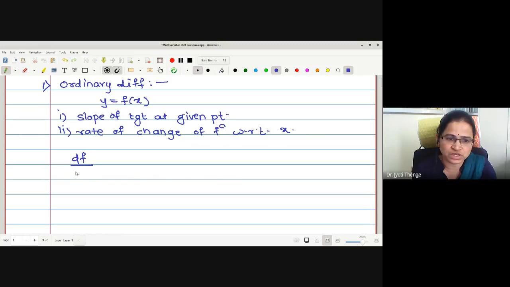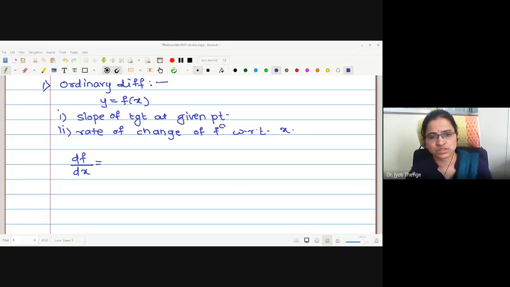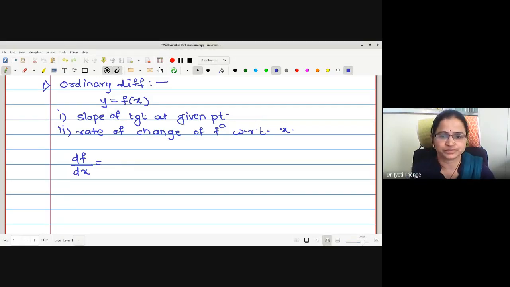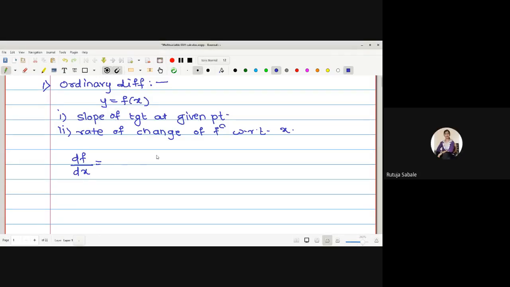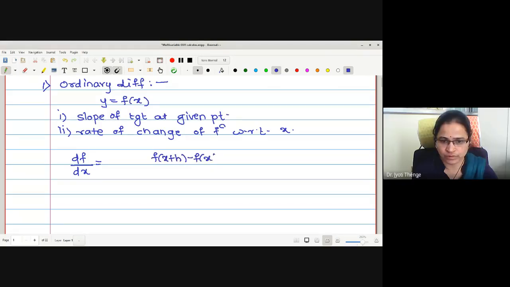The symbol we have used is df by dx. Correct? What is the first principle definition of the derivative? Yes, students. First principle definition: limit as h tends to 0 of f of x plus h minus f of x, upon h. Good. This h is actually x plus h minus x.